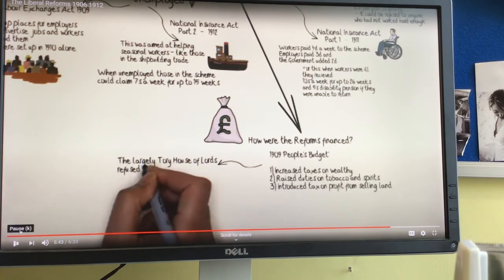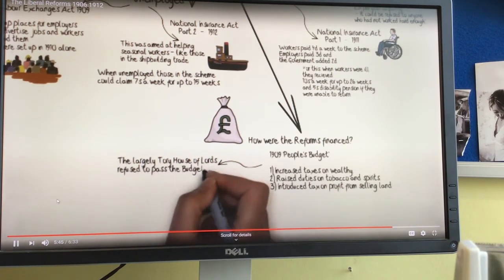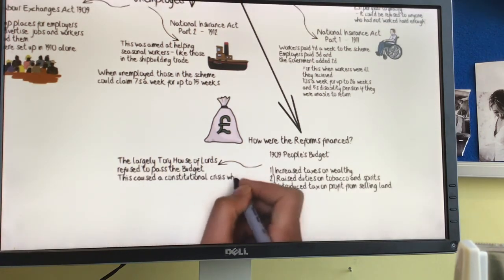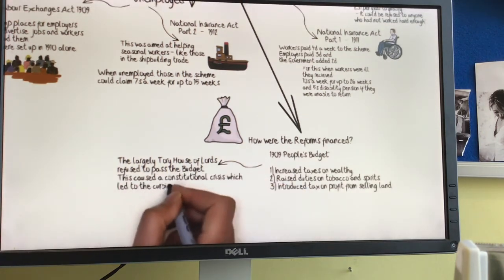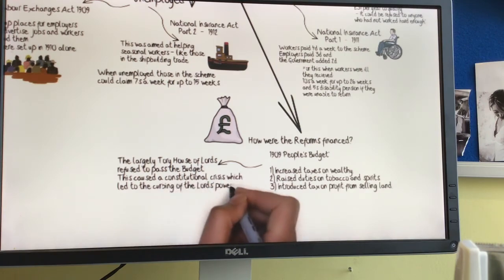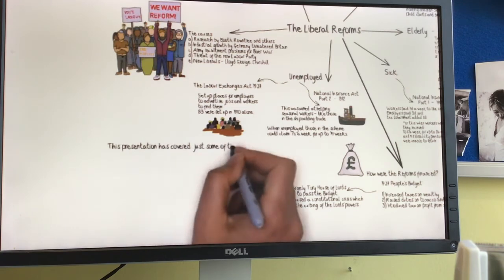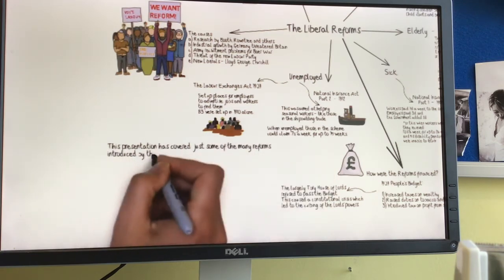Against these reforms, the largely Tory House of Lords refused to pass the budget. This caused a constitutional crisis, which eventually led to the curbing of the powers of the House of Lords.